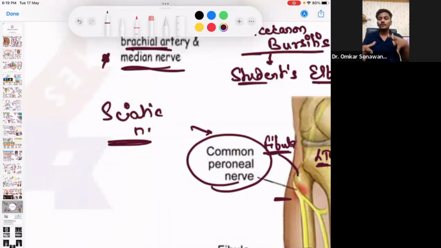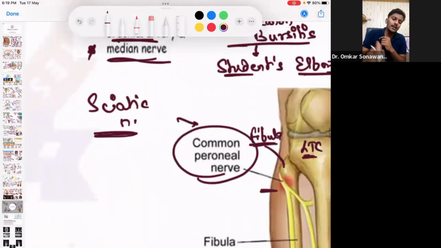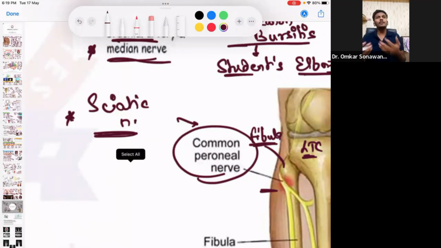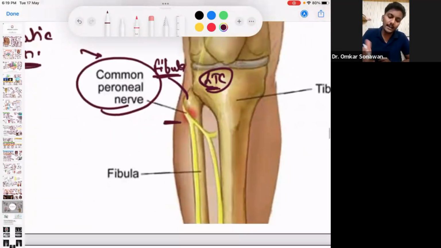So the sciatic nerve will divide into which two nerves? First is the common peroneal nerve and second is the tibial nerve. Please remember, if they ask you the largest nerve of the lower limb, the answer is the sciatic nerve. The largest nerve of the whole body is also the sciatic nerve. It divides into the common peroneal and tibial nerve. This common peroneal nerve lies in close relation to which two bony landmarks? First is the lateral condyle of the tibia, and second is the neck of the fibula.